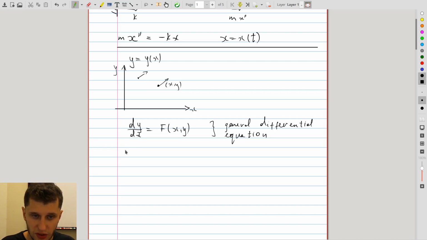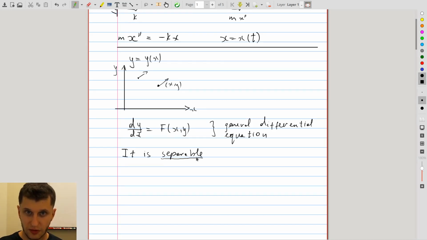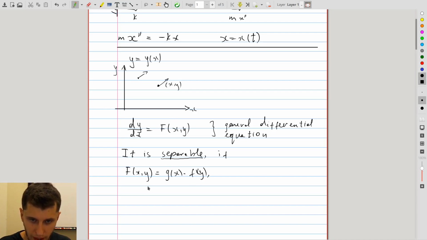Now we say that such an equation is separable, and this gives rise to the name of the type of equations we're talking about here. If the function big F of x, y can be written as a product of two functions that depend only on x and only on y respectively, so that we have g of x times f of y, and dy over dx equals g of x times f of y.